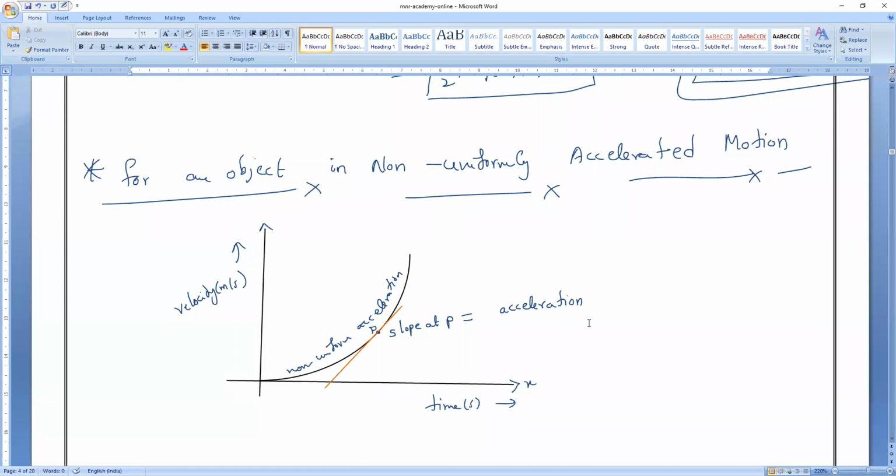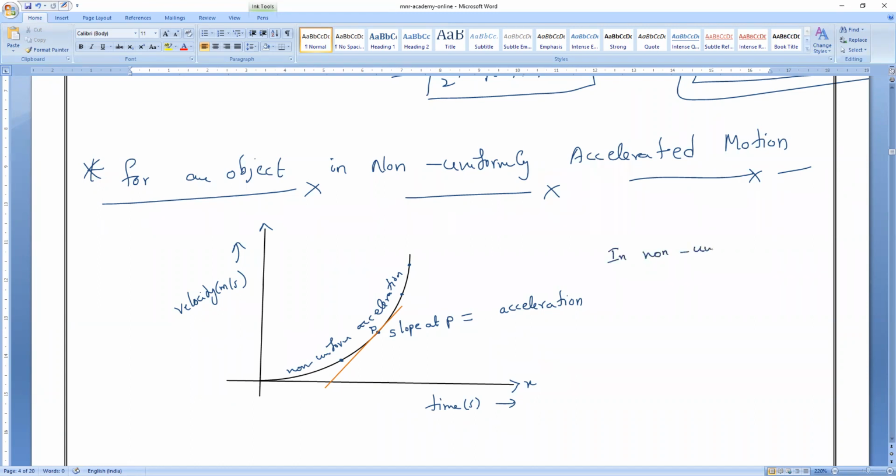Is everybody clear? Please respond. Is acceleration constant or not constant? If velocity is not constant, acceleration is not constant. So at every point it will vary. If I find here it will vary, here it will vary, every point it will vary. Is it okay, guys?